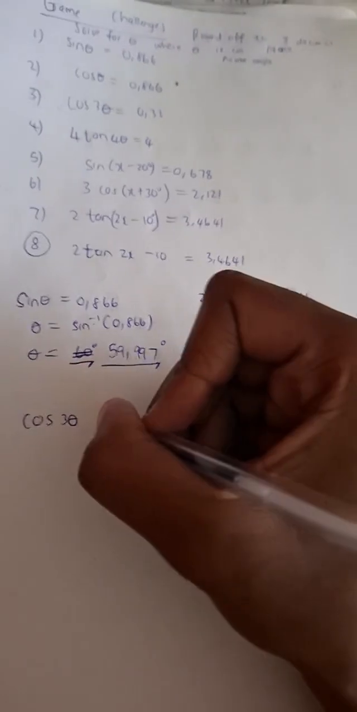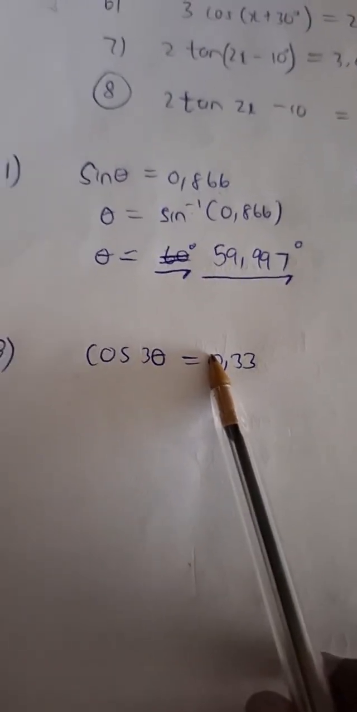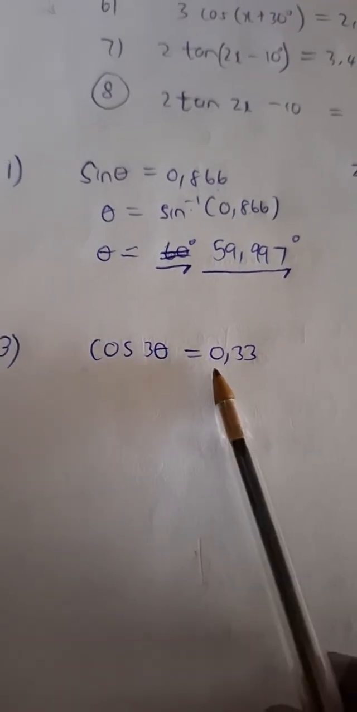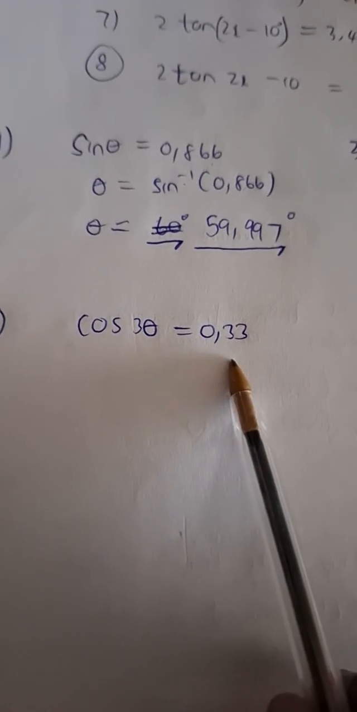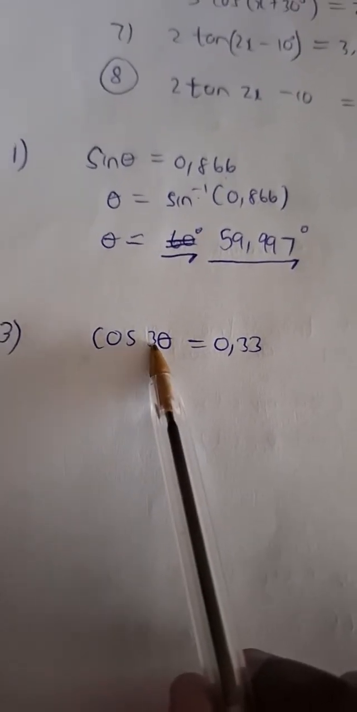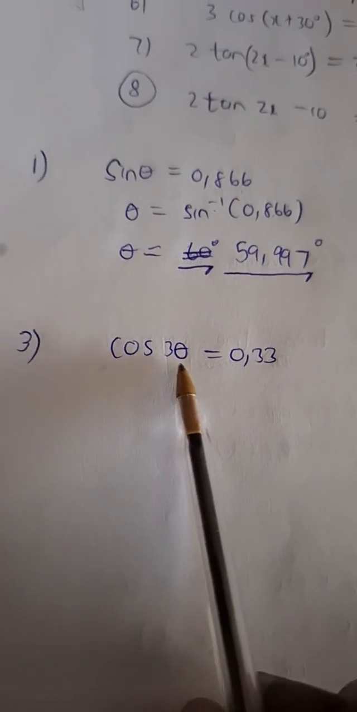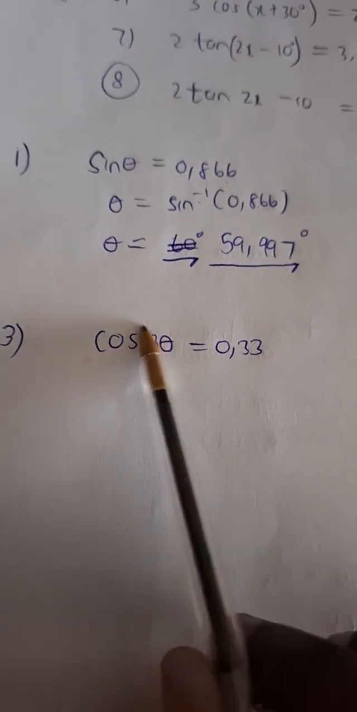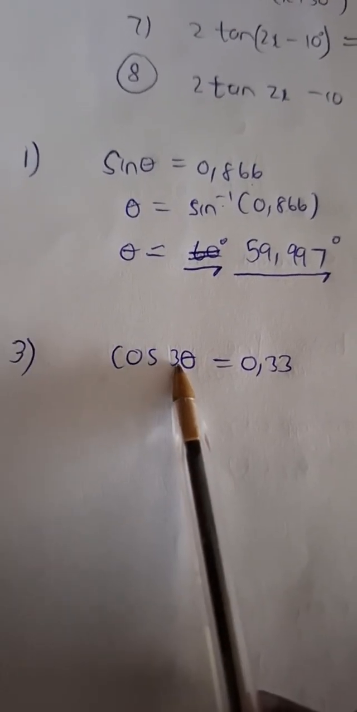Next: cos 3 theta is equal to 0.33. Okay, all right, so here cos 3 theta is equal to 0.33. The one thing we emphasized last time is that this coefficient of the angle, 3, we cannot just go ahead and say we're dividing both sides by 3.